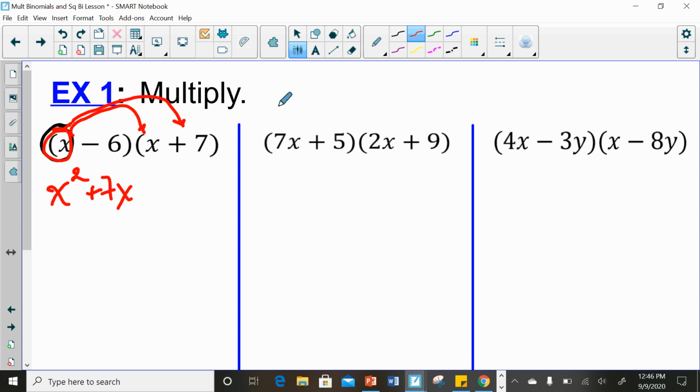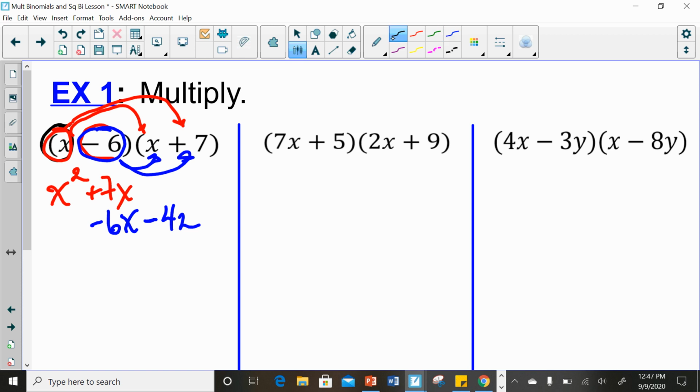So that's your first and outer. Then we're going to do our inner. So I'm going to take this -6, and it does not want to change colors. So -6 is going to get multiplied to the x and to the 7 again. So there's your double distribution. So -6 times an x is a -6x. I like to line up like terms right now, even when I'm doing the horizontal one. So that's going to line up with a 7x. And then -6 times 7 is a -42.